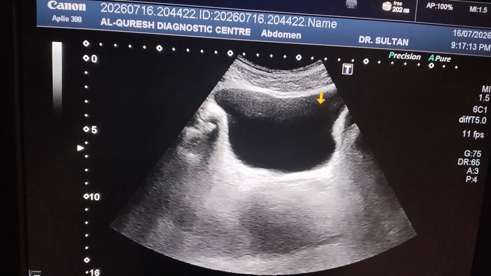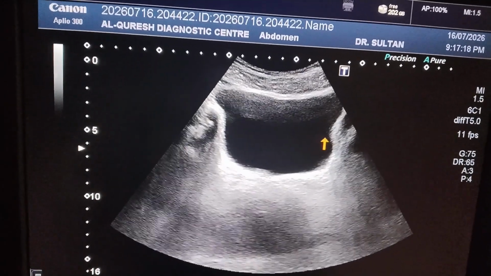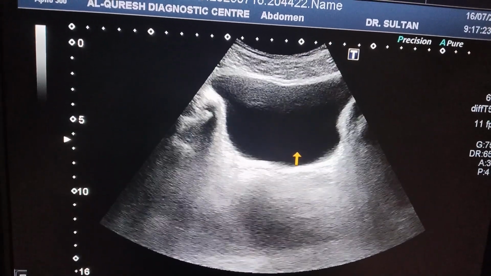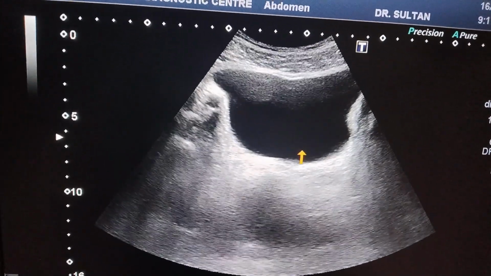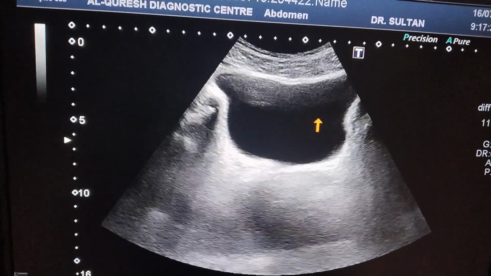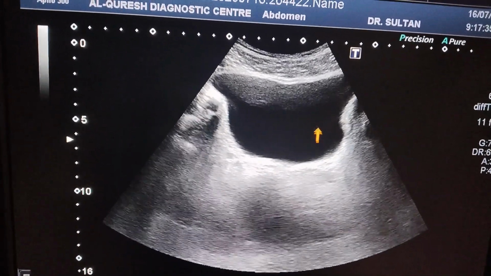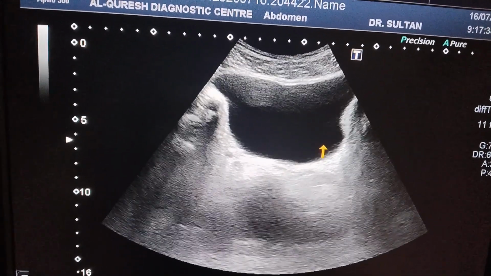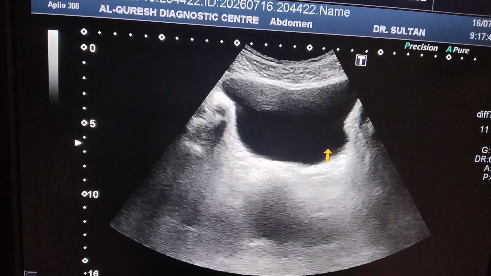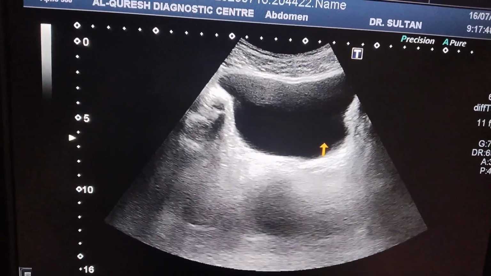Today we are going to scan the normal anatomy of the urinary bladder. Here we can appreciate the urinary bladder. Whenever we want to evaluate the urinary bladder, it should be adequately filled. Here we can appreciate this is adequately filled, and then it is scanned with the low frequency 3 to 5 megahertz probe, and it is examined in two planes.